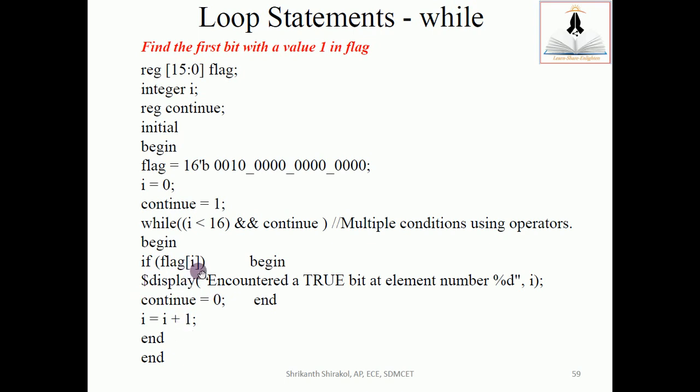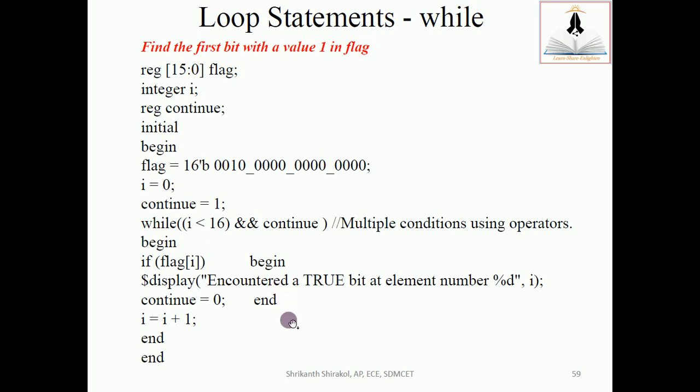So once it encounters the first bit with value 1, continue will be set to 0. When continue is set to 0, it is logically ANDed. Logical AND with 0 will always result in 0. So the while loop will not be entered. That's the termination of your code.